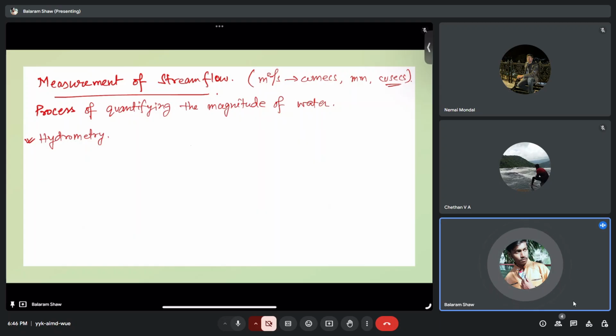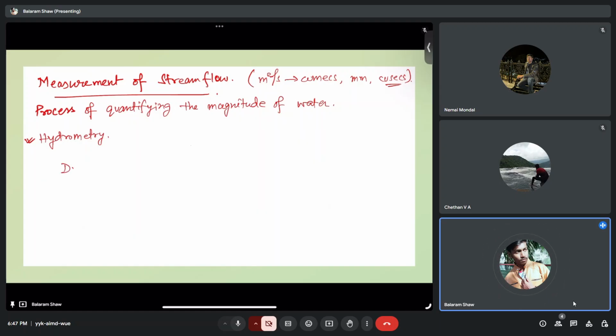So we know why we are measuring the stream flow. The accurate measurement of the stream flow is vital for various purposes. Like if you want to do water resources management, or if you want to predict how much flood will be there, or what will be the area that will be affected by the flood, or various other hydrological research, you need this stream flow data, right? So that's why we measure stream flow. There are various methods.